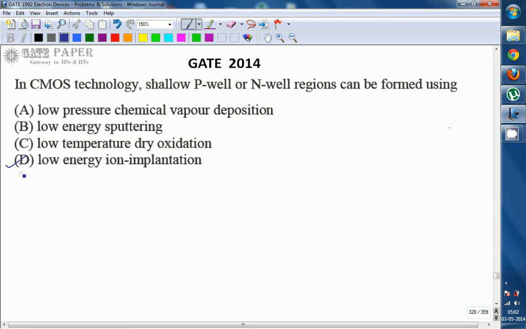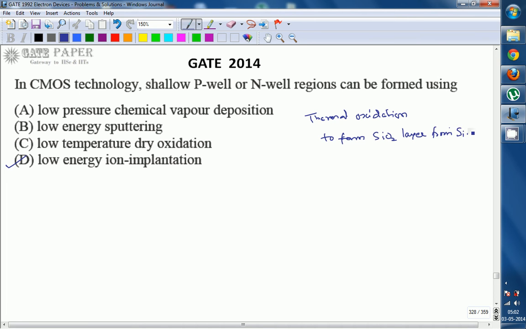So, P-well or N-well regions can be formed by using low energy ion implantation. First of all, we will see what the applications of the other options are. Out of these four, what we know is dry oxidation. Dry oxidation is a case under thermal oxidation. Thermal oxidation is used to form SiO2, a silicon dioxide layer, from silicon.